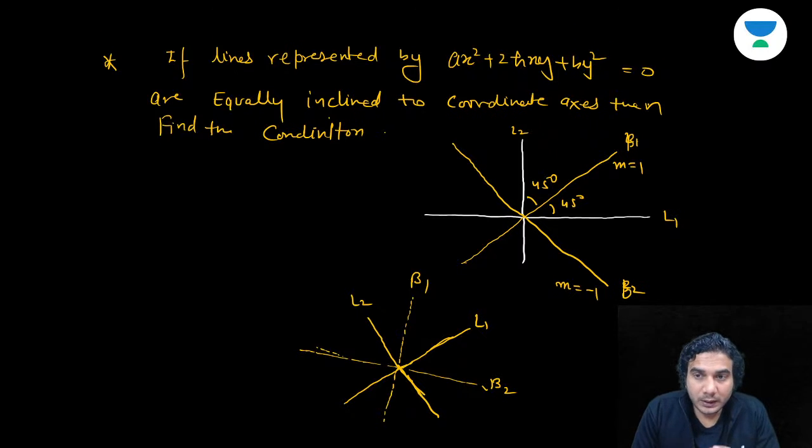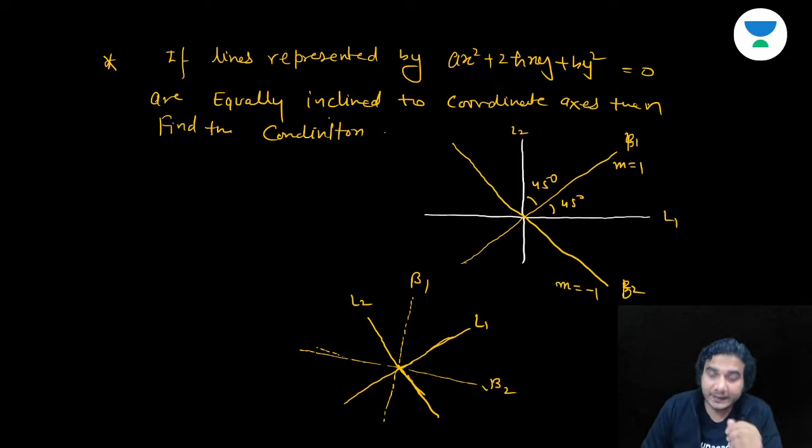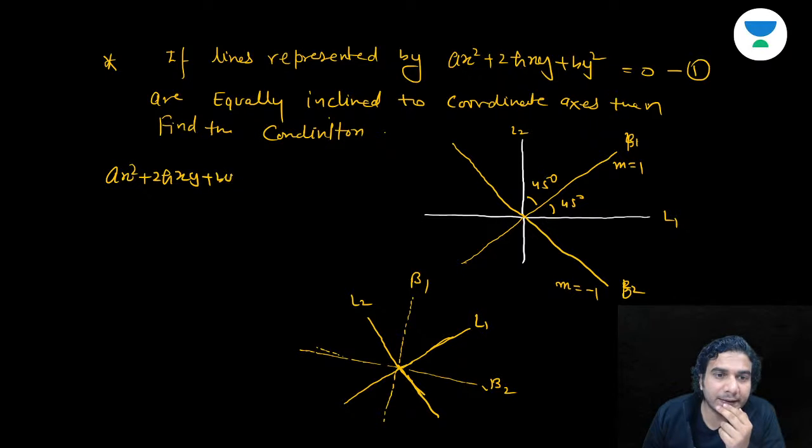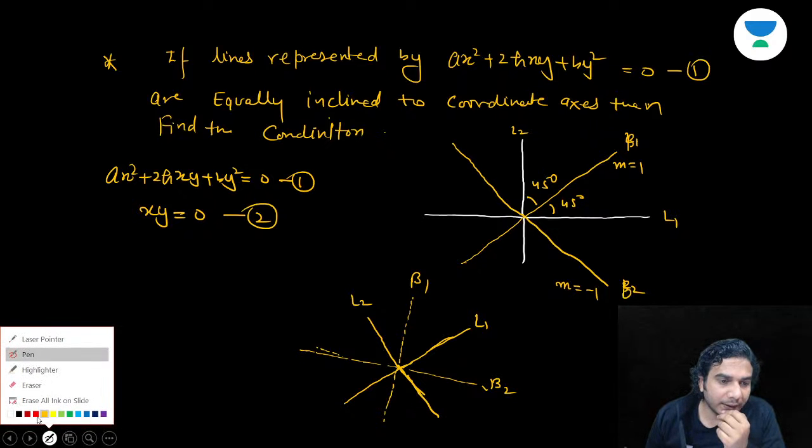L1 and L2 are bisectors, coordinate axis. In this case, if I call this pair 1, so this is ax square plus 2hxy plus by square is equal to 0. This is pair number 1, and coordinate axis xy is equal to 0. This is pair number 2. All right.